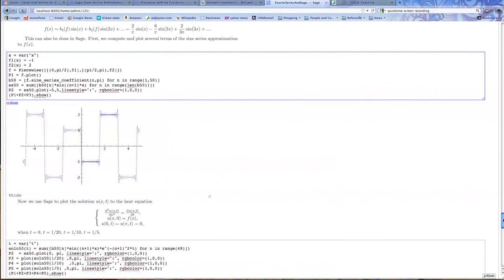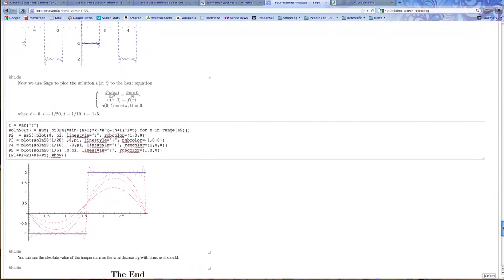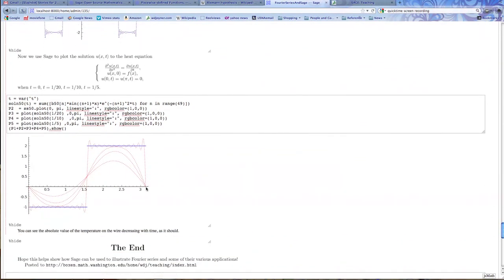We're going to take the first 50 terms that we already computed, add them up with these extra exponential factors, then plot that for various values of t. When t equals 0, we have this plot right here. That's the sine series itself, for the first 50 terms, and that's the original initial temperature. Here's t equals 1 over 20.